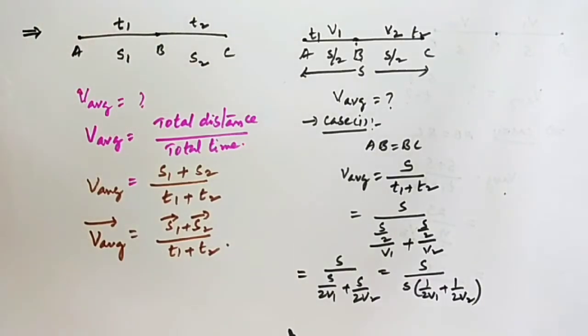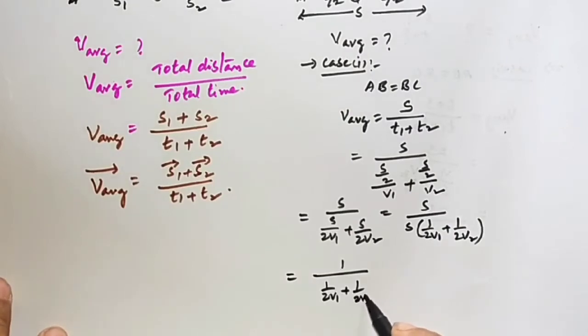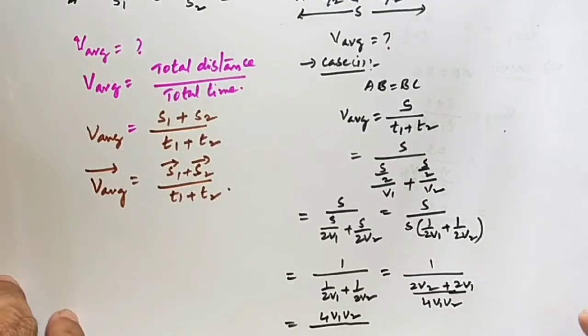Okay, now let us simplify this. The S gets cancelled. This can be written as 1 by 2v1 plus 1 by 2v2. Now, this can be written as 1 by, what is the LCM? 2v1 into v2, so I can write 4v1v2. Then this is 2v2 plus this is 2v1. Right? So that is equal to 4v1v2 divided by, okay, next what?